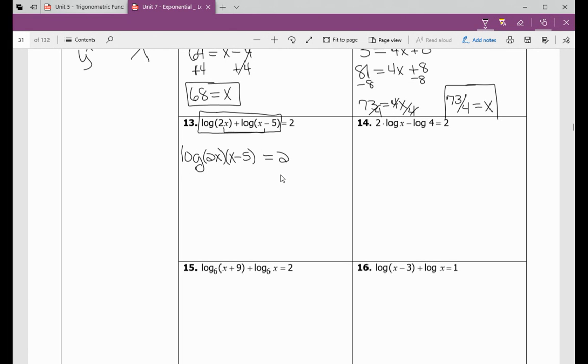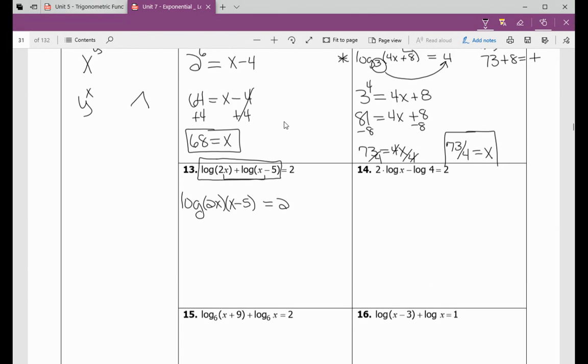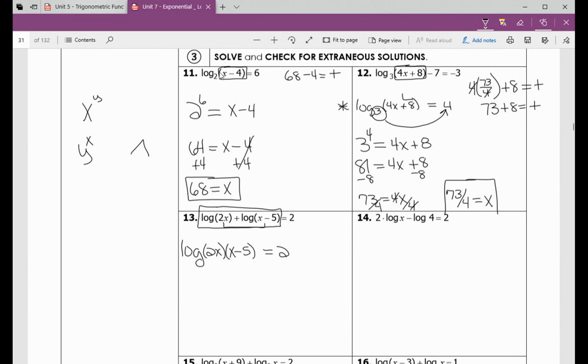Now, we haven't had one of these just yet without a visible base. The ones we had up here had a base 2, a base 3. When there is no visible base, there is an understood 10 that is your base. So over here, there will be little 10s right there. You don't see them, but they're understood to be there. So we're going to take 10 to the second power equals 2x times x minus 5.